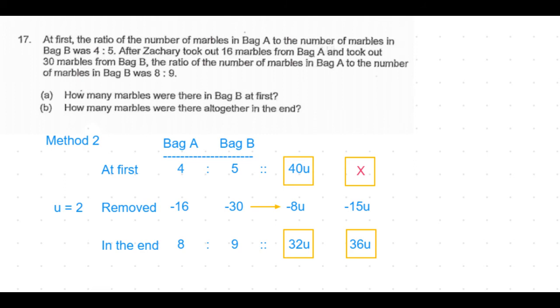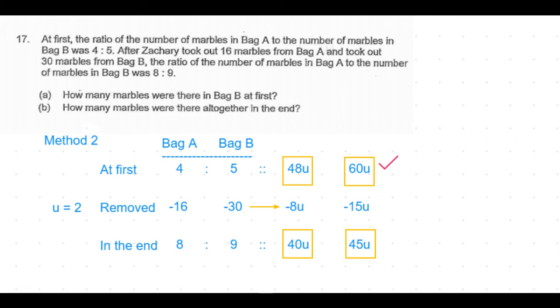So next we take in the end 8 is to 9 as 40 units and 45 units. So before taking away 8 units from bag A would have been 48 units. And correspondingly 4 times 12 is 48, so 5 times 12 is 60 units. So 60 units minus 15 units is 45 units, which is correct because that end ratio is still maintained as 8 is to 9. So now all the ratios also are remaining correct, and whatever is removed is also in terms of units. That is it.